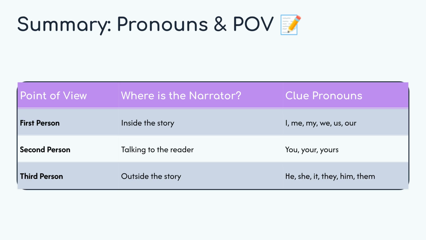Summary: pronouns and POV memo. First person, inside the story. I, me, my, we, us, our. Second person, talking to the reader. You, your, yours. Third person, outside the story. He, she, it, they, him, them.